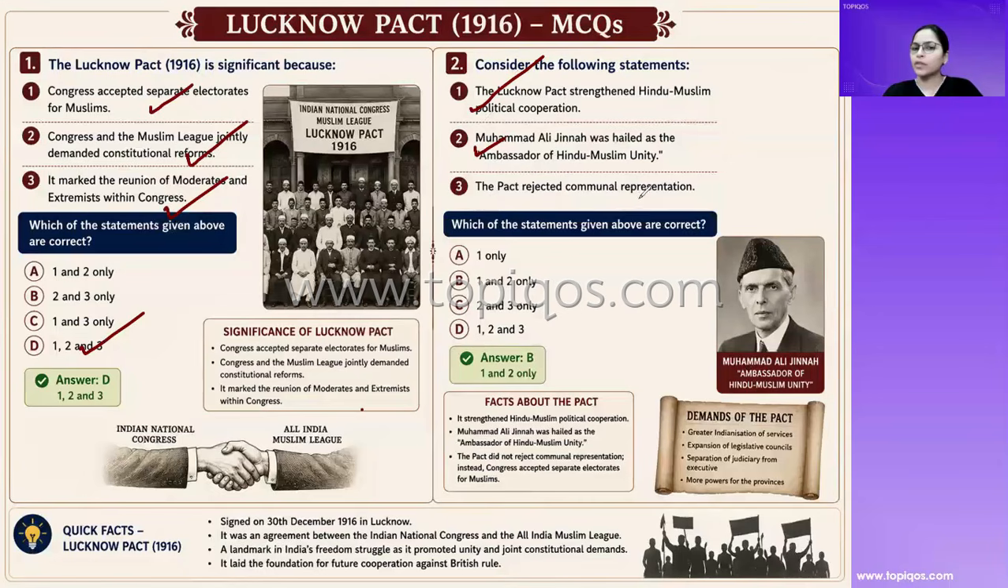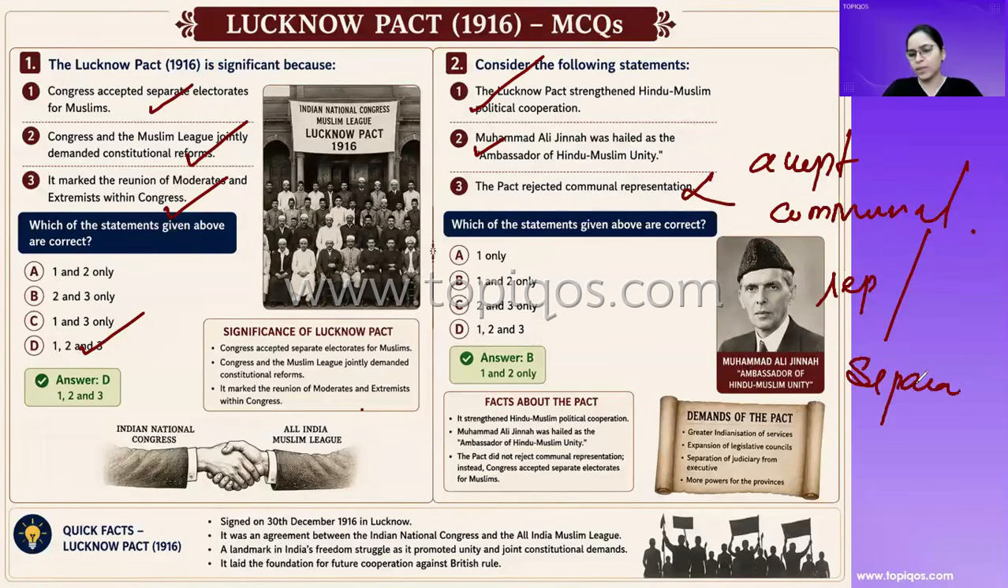The pact rejected communal representation. No, rather, Congress had to compromise and accept communal representation. That is the meaning of your separate electorate. So communal representation is otherwise known as separate electorate. I hope it is pretty clear. So what is the answer? One and two only. B is the answer. Let us proceed ahead.